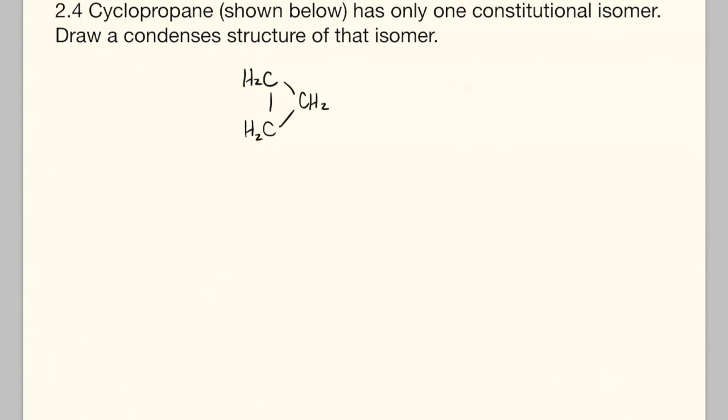Problem 2.4 in Klein's second edition organic chemistry shows us this cyclopropane, this molecule here, and it has only one other constitutional isomer that you can make for it, and they ask you to draw a condensed structure of that isomer. So basically, there's many different ways to think about solving this problem.